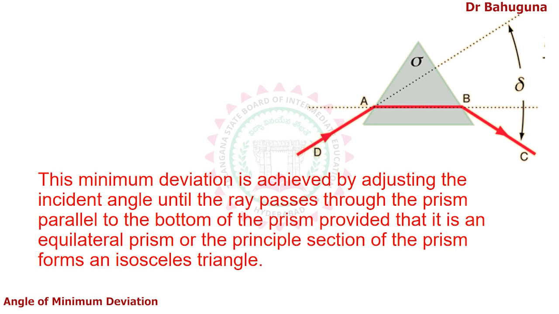This minimum deviation is achieved by adjusting the incident angle until the ray passes through the prism parallel to the bottom of the prism, provided that it is an equilateral prism or the principal section of the prism forms an isosceles triangle. In these two cases, at the minimum deviation, the refracted ray inside the prism will be parallel to the base of the prism. That is very important for doing the problems in competitive examinations.